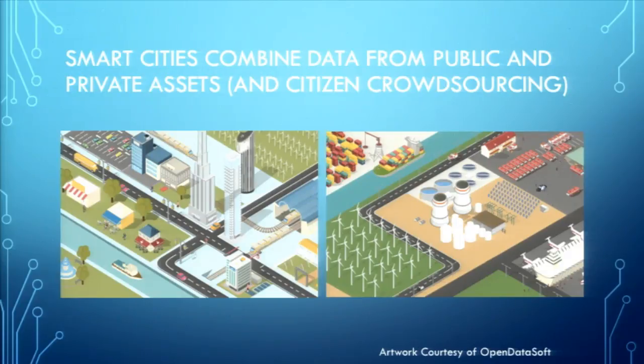So kind of what I was saying, it's not just the city infrastructure. It's all the people that provide infrastructure into the city. So the transportation network probably does not belong to the city. Maybe it does, maybe it doesn't. Power does or does not. Water does or does not. So you have to look at these different services. So smart cities really is combining data from public and private assets, and also is in crowdsourcing.